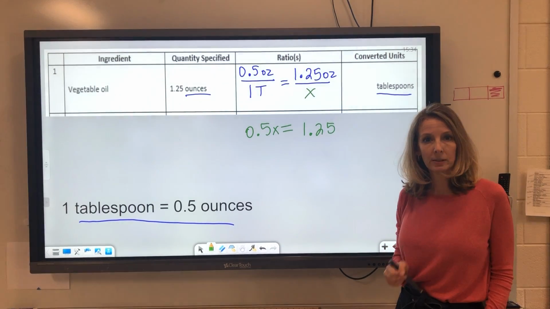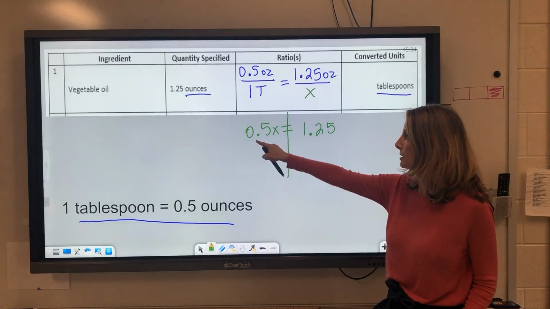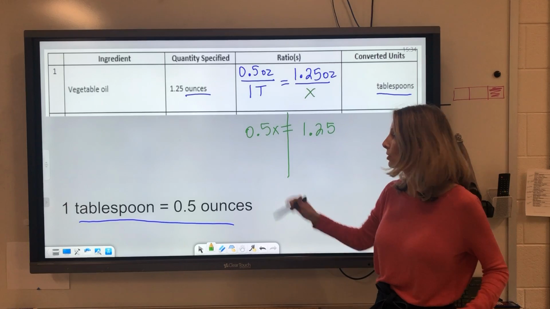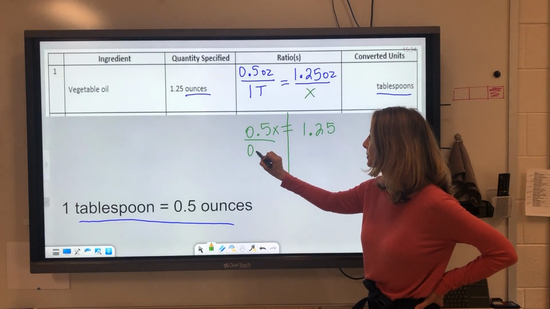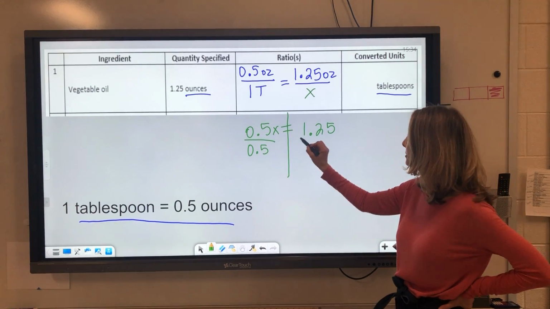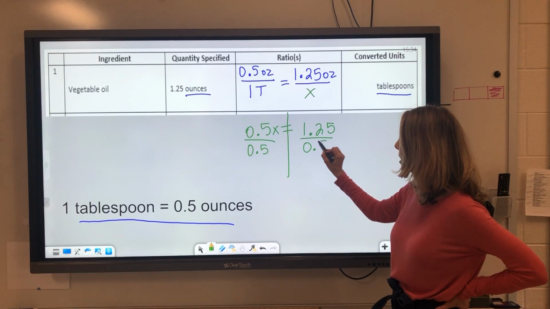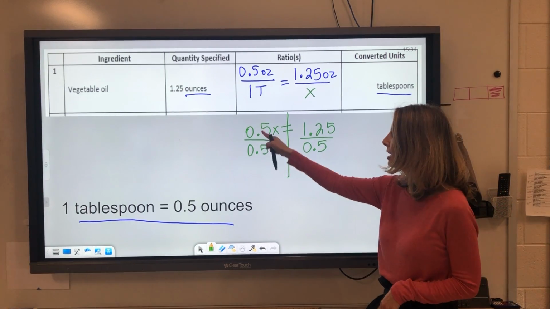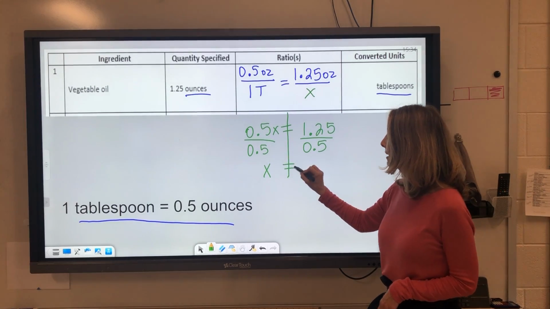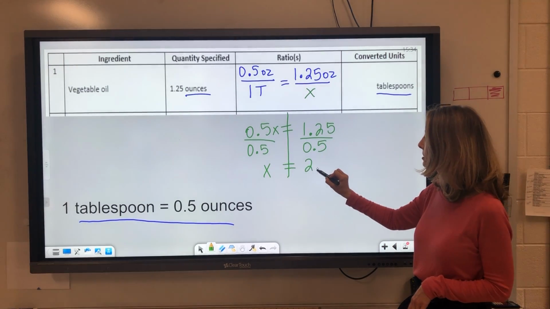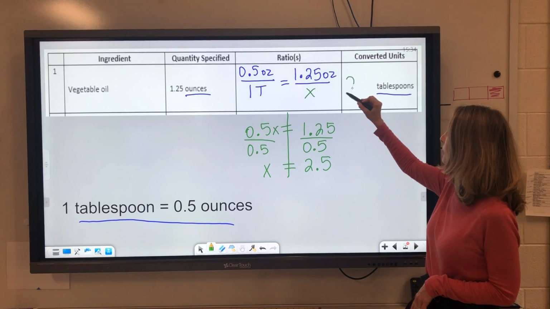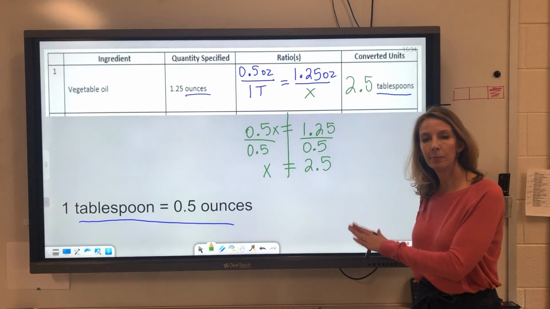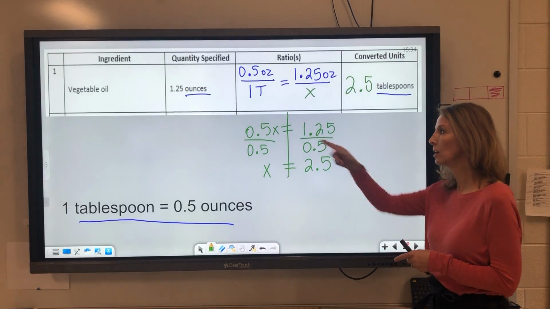And now I will solve this one-step equation. I will draw my line because I see multiplication happening here and I'm undoing it, or doing the inverse. The inverse is division. So divide by 0.5 on both sides, of course, because whatever you do to one side, you have to do to the other. I'm left here with x, and when I divide, I find I get 2.5 tablespoons.